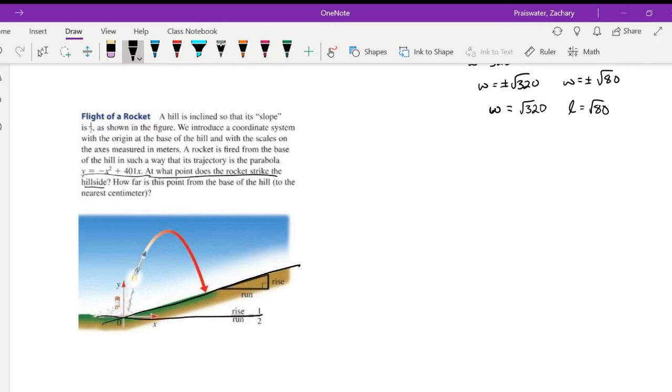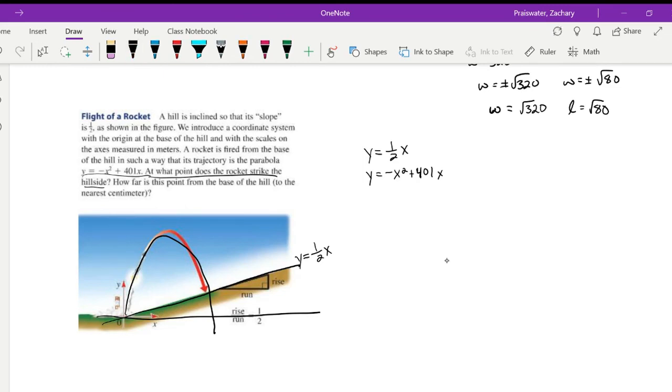Well, we have this equation given to us for the parabola. And then this tells us a slope of 1/2. And so that's just the equation y is equal to 1/2 x. So we have y is equal to 1/2 x, and y is equal to negative x squared plus 401x. And so you can set these equal to each other because they're both equal to y. You could also graph this and solve this graphically. We'll do this algebraically, even though I would probably do it graphically.